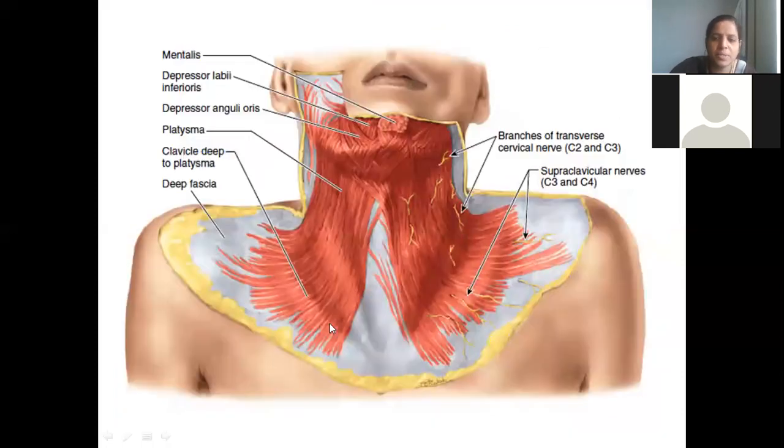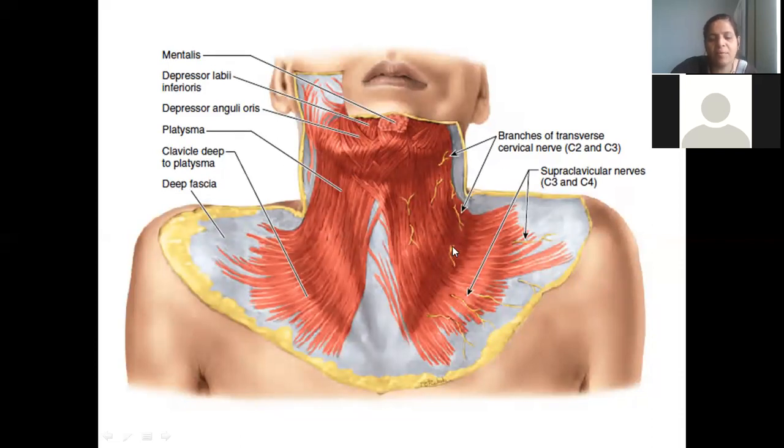Now see, the skin has been reflected. Imagine as though you are doing dissection in the dissection hall. You have reflected the skin. Just below the skin we find the superficial fascia. In the superficial fascia we have this muscle. What is the name of this muscle?